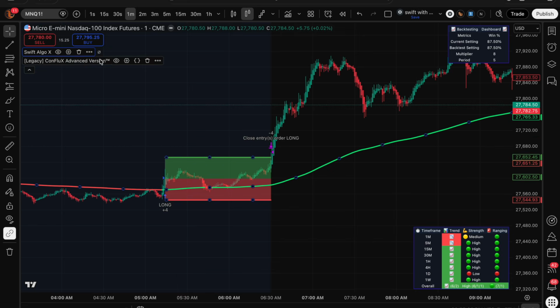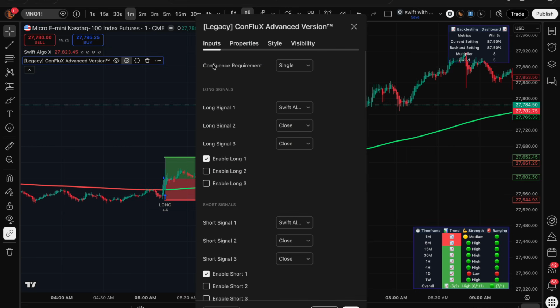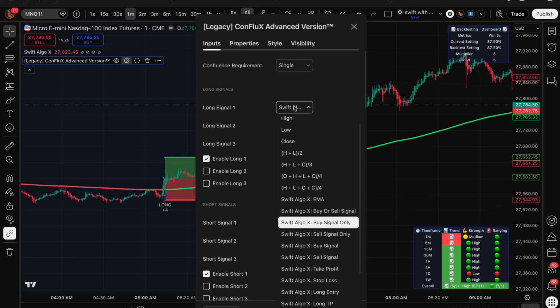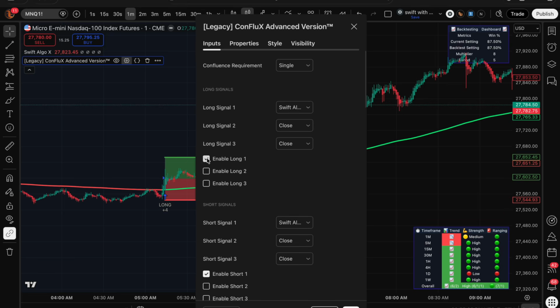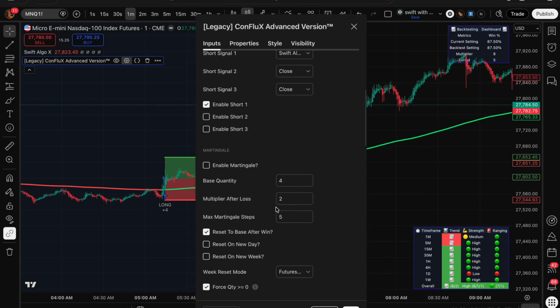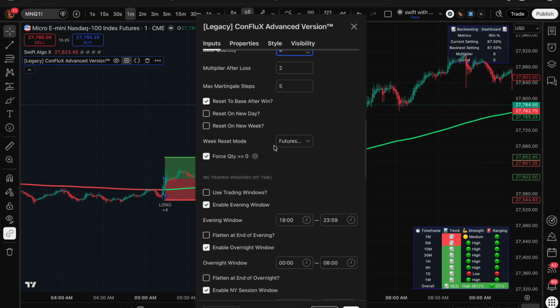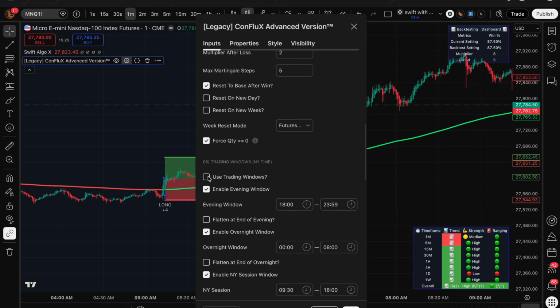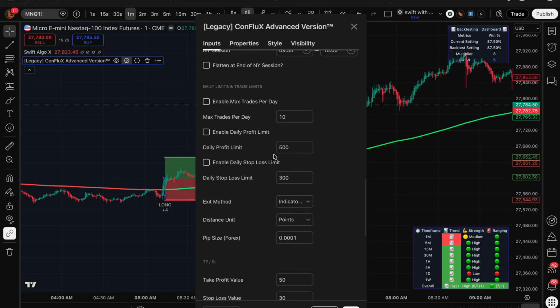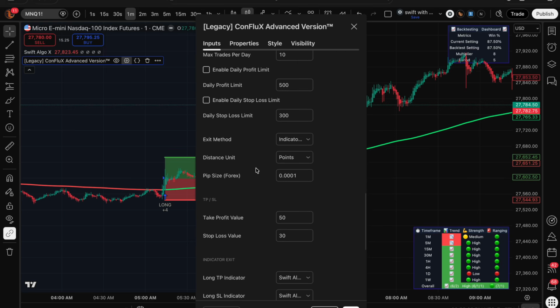And then of course you want to get the Conflux advanced version, make sure this is set to single, make sure this is buy signal only, that's checked, and then that's sell signal only, and that's also checked as well. And then base quantity on this, where you adjust your contract sizing. So I'm only using 4 contracts of MNQ for a funded account, and then I do uncheck trading windows, and I leave all this by default.